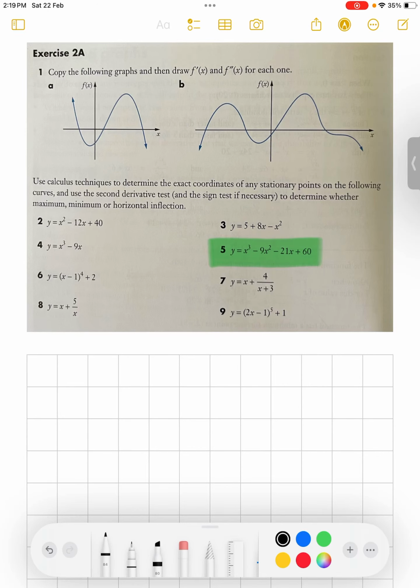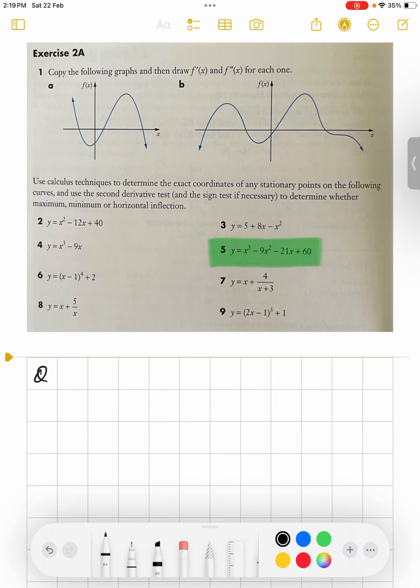Well, thank you for joining me on exercise 2A. I'm going to be looking at question 5, which says to use calculus techniques to determine the exact coordinates of any stationary points on the following curves. Use the second derivative test to determine whether each is a maximum, minimum, or horizontal inflection.